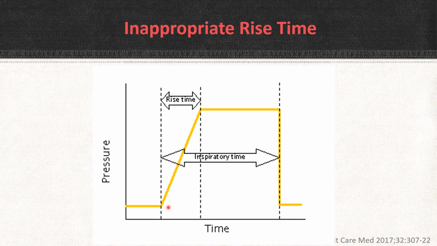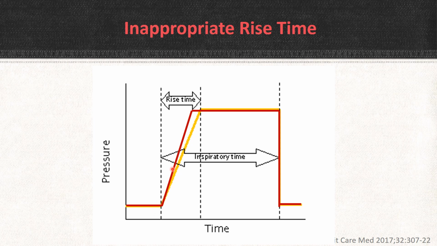This is the pressure waveform in pressure limit ventilation. We have shown it box-like, but it is not perfectly box-like or square. At the beginning of inspiration, there will be a gradual rise of pressure to the point of PIP or pressure support that we have set. So, it is not a sharp rise, it rises gradually here. From the beginning of inspiration to reaching the maximum pressure, this is the rise time.